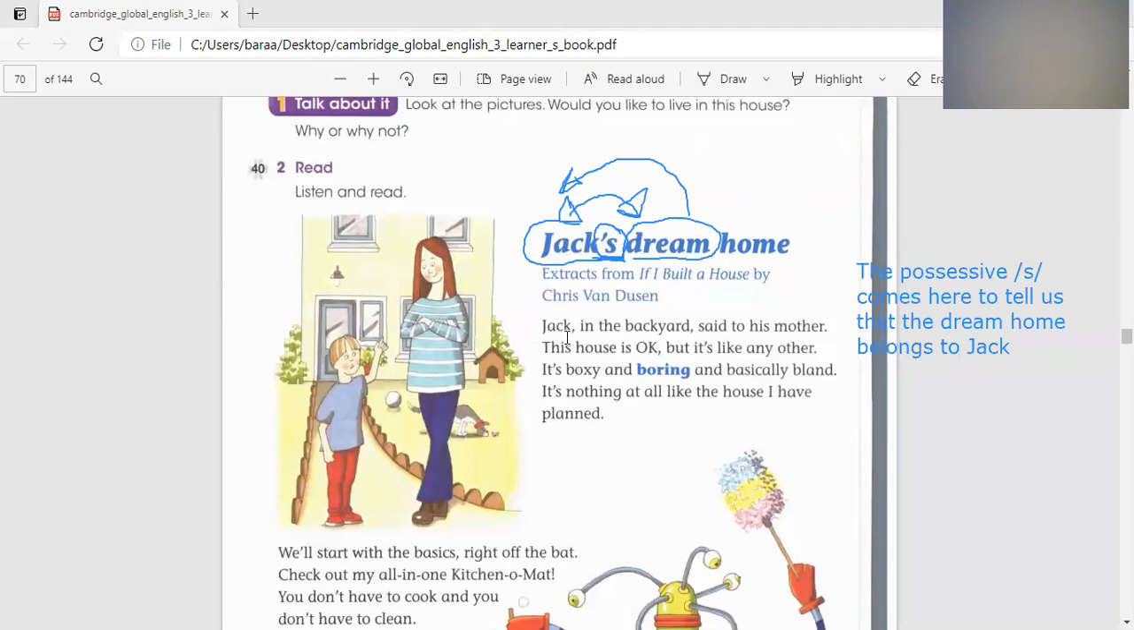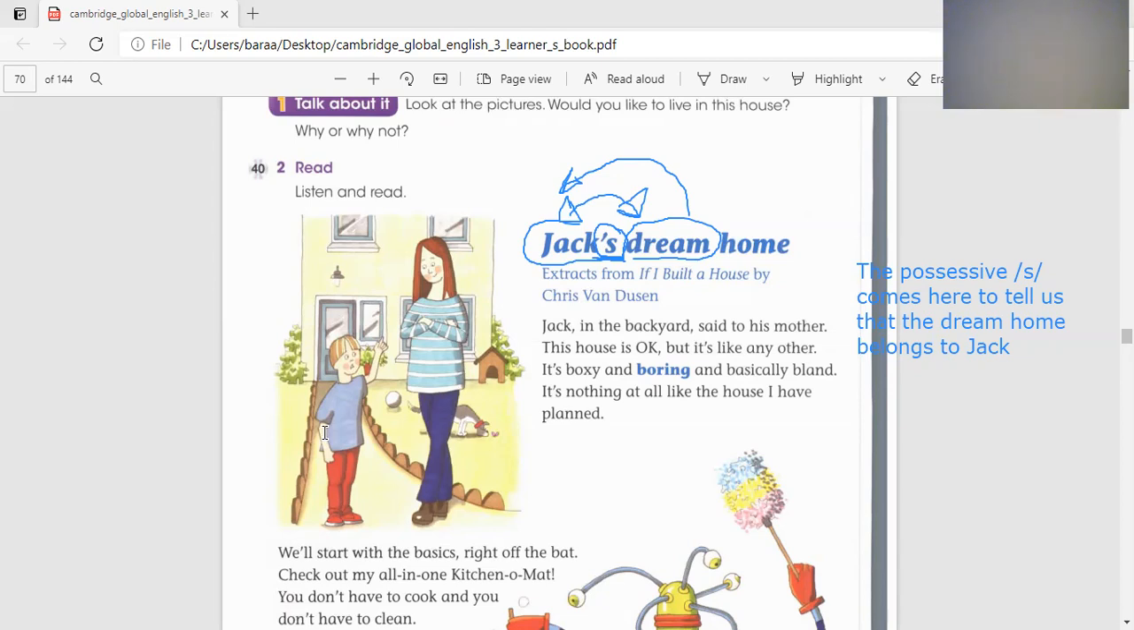Okay, guys, so let's keep reading. Jack in the backyard. In the backyard means the garden, the yard at your home, okay? Said to his mother. So this woman is his mother, and this is Jack. Are they playing? Are they sitting? Are they eating? Are they cooking? Are they having a discussion? Yeah, that's right. They have a discussion. So we're going to know more about what they are talking about.